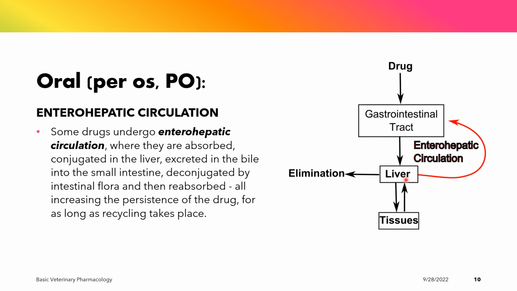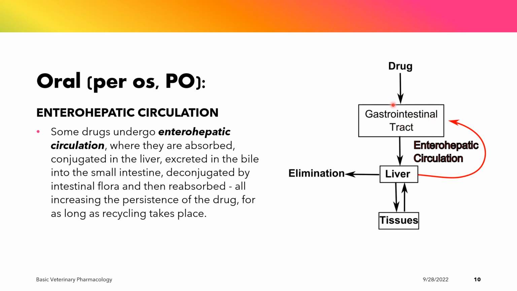There are certain drugs now that will undergo enterohepatic circulation wherein the drug will be secreted or excreted into the bile. Then the bile will be excreted into the small intestine. And after that, in the small intestine, the bile containing the drug will again be deconjugated and reabsorbed in the duodenum, for example.